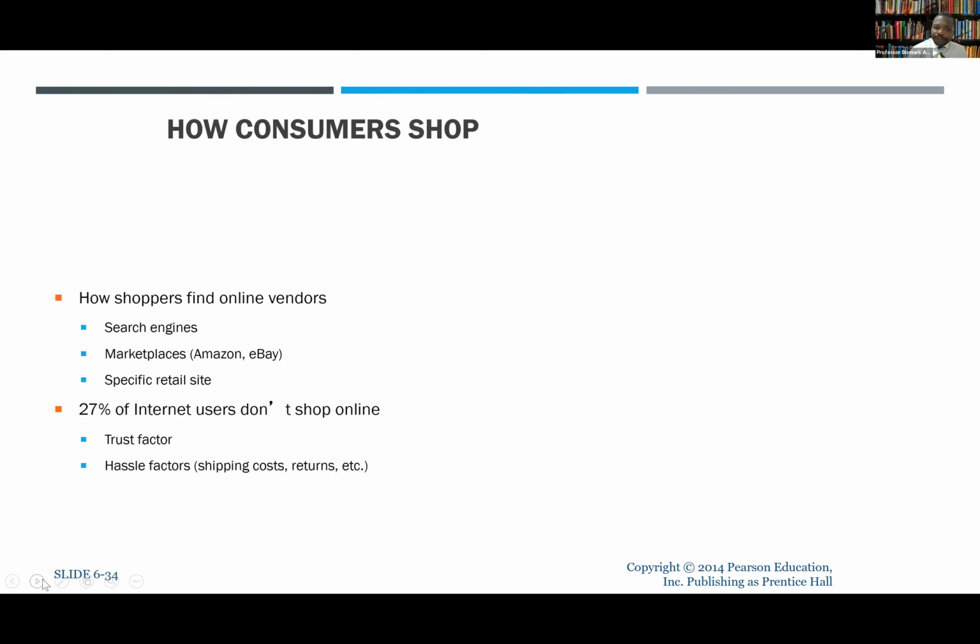How consumers shop, and how shoppers find online vendors. It first starts with search engines and marketplaces, so the fact that they know there's Alibaba, eBay, Amazon. And then if they have a specific taste for a particular item, they have specific retail sites that they will go to. 27% of internet users don't shop online because of what we talked about throughout this entire course: the trust factor, hassle factor, shipping cost, returns, and so forth. They'd rather go the traditional route and purchase offline.